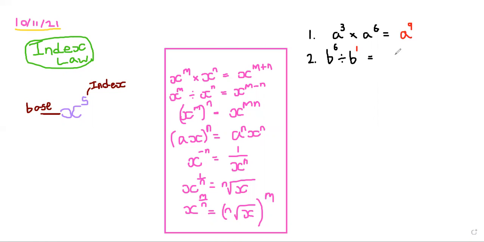Right, so what we'll do is get b to the power of 6 minus 1, because it's divide, so you minus the powers, and that will just be b to the 5. Okay, if you're interested in knowing why you minus the powers and why you times the powers, and you're not sure why it's working, just ask in the comments and I can make a separate video on that.